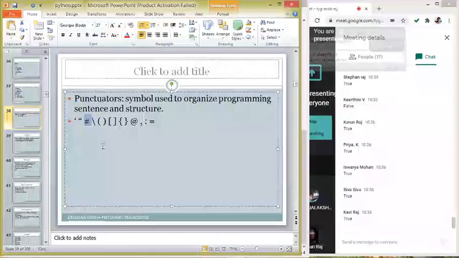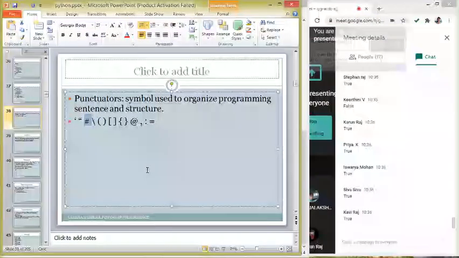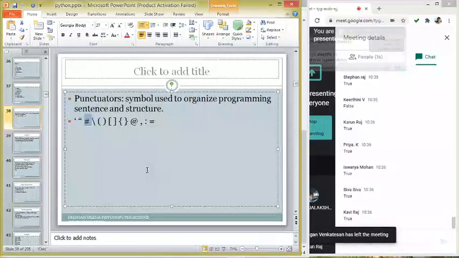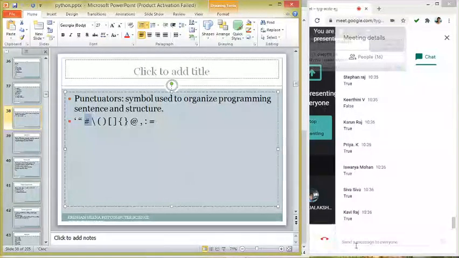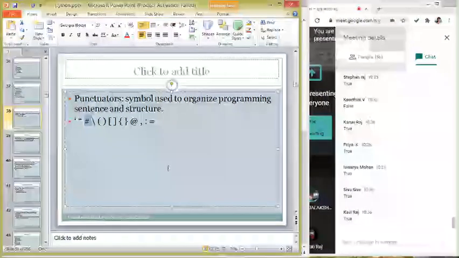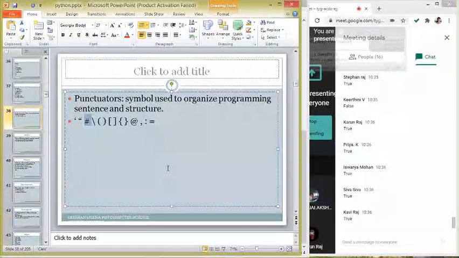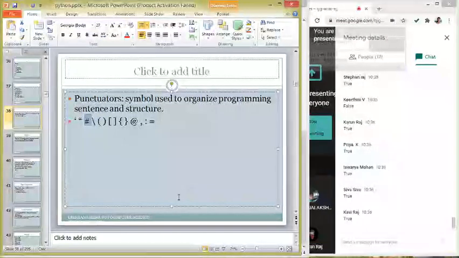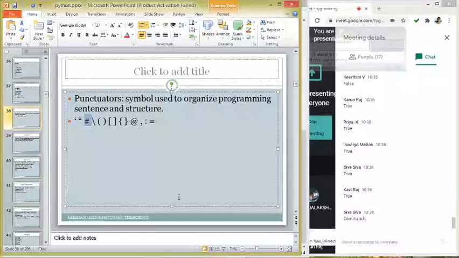Anyone remember what is the use of hash? Just before 3-4 days only. The hash is used for the purpose of comments. If there is information which you want to give to a programmer, you can use hash. Whatever line you write starting with hash will not print in the result. Already we have discussed about these things.